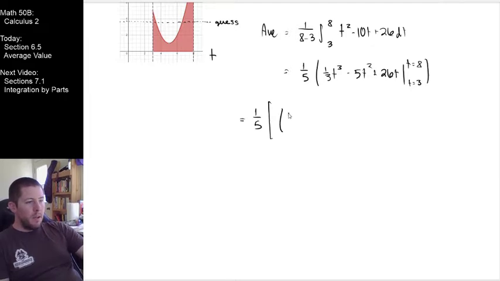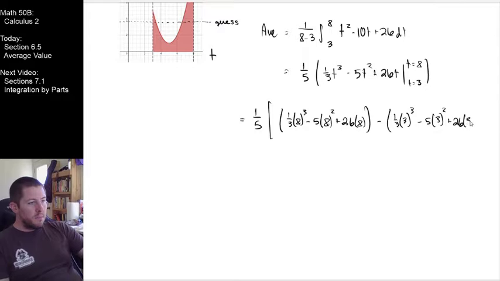My first grouping, I'll get 1/3 of 8 cubed minus 5 times 8 squared plus 26 times 8, minus 1/3 times 3 cubed minus 5 times 3 squared plus 26 times 3. And it looks like I'm going to need a little bit of calculator help evaluating right here.